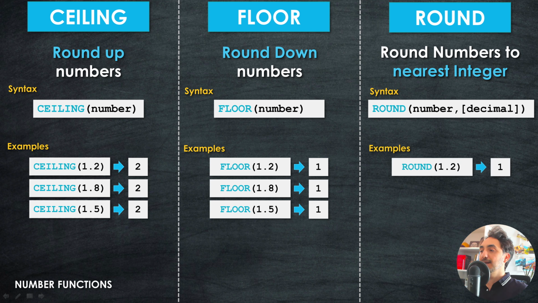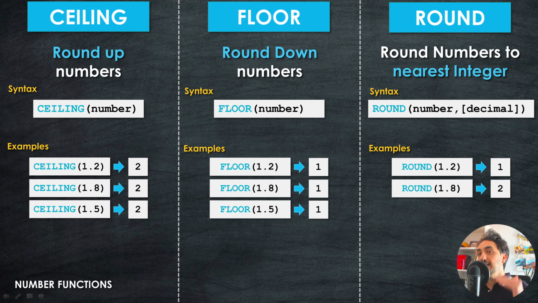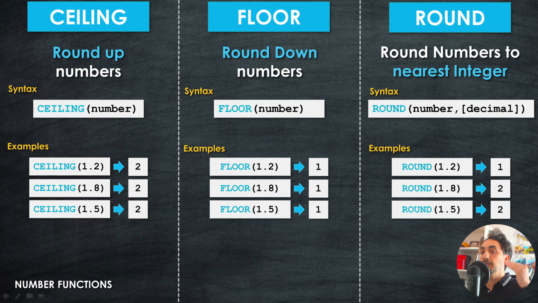So now let's go to the examples for the same numbers. If you round 1.2, it's gonna go to the floor. The nearest is gonna be 1. If we round 1.8, the nearest is gonna be the ceiling, so it's gonna go to the 2. And if we round 1.5, exactly the middle, it's gonna be rounded up to the ceiling, so we have a 2. So that's it. This is how the 3 functions work. Now let's go back to Tableau and start practicing.